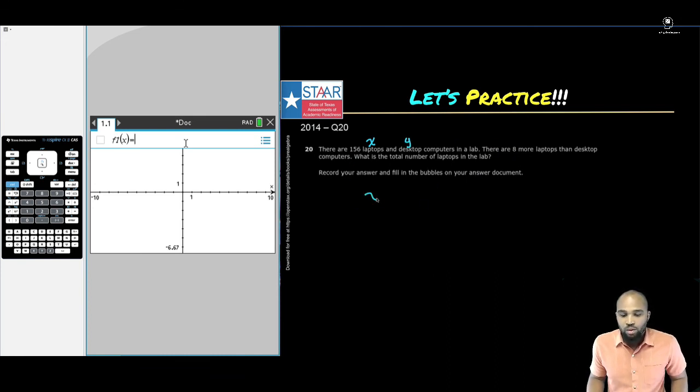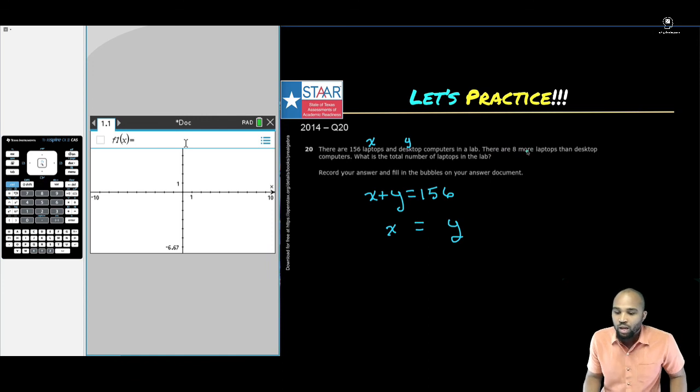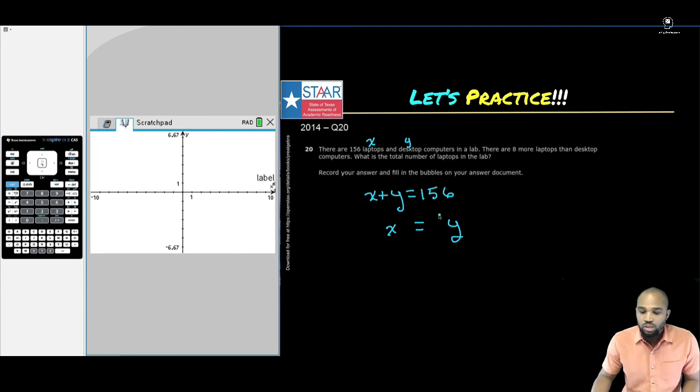Setting up my system, I know there's a total of 156. So when I add both of these, the number of laptops plus the number of desktops equals 156. What else do I know? I know there's 8 more laptops. So when we have this relationship X and Y, I like to start by doing that. There are 8 more laptops than desktops. So my desktops are here, and there's 8 more. So how do I represent that? All right, so I should put my 8.